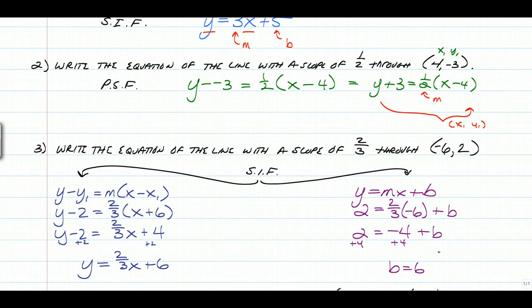But that's just solving for b. We still have to write the equation now in slope-intercept form. So y is equal to 2/3 x plus our b value that we found is 6. As I said, you'd get the same answer. It's just two different approaches. So really, you can use either one that you want.